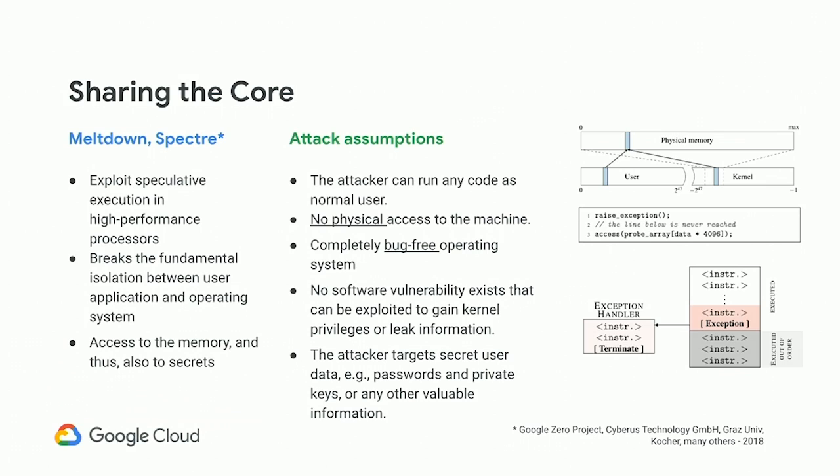Right. Now, there are attacks, like, for instance, Meltdown and Spectre, that were mounted quite recently in 2018 and did impact pretty much all PCs in the market. And that was mounted by Google Project Zero, Cyberus Technology, and Graz University in Austria.